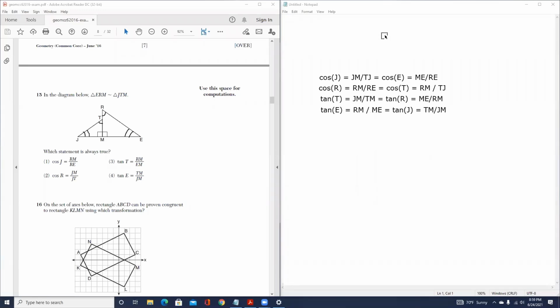So putting this all together, we have to look at each of the options and see which one of these has a statement that matches what we wrote. In this case, we can eliminate choice 1 because in this system, cosine of j is never equal to rm over re. We can also eliminate choice 2 because cosine of r is never equal to jm over jt. Similarly, for choice 3, we never have that tan of t is equal to rm over em. But for choice 4, we have that tangent of e is equal to tm over jm. So therefore, choice 4 is the only statement which is always true.